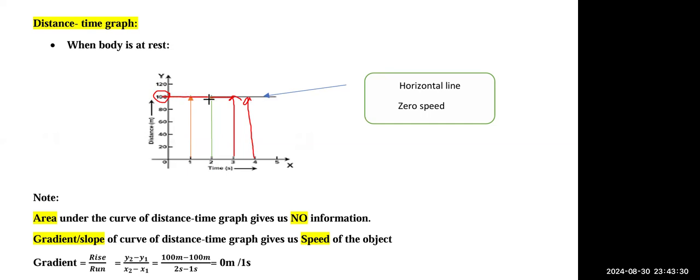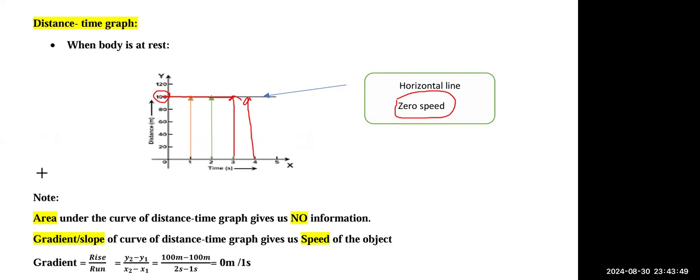So when you see a horizontal line in a distance time graph, and the line is horizontal or parallel to the x-axis, then you have to say that the body is at rest. Body at rest means the speed of the object is zero. It means it is not moving.